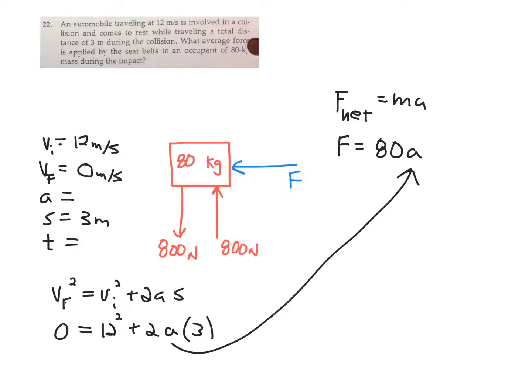You don't have to use the negative, but once again, the negative would indicate that it's opposing the motion of the car, which in my diagram is implied to the right. The force is to the left.